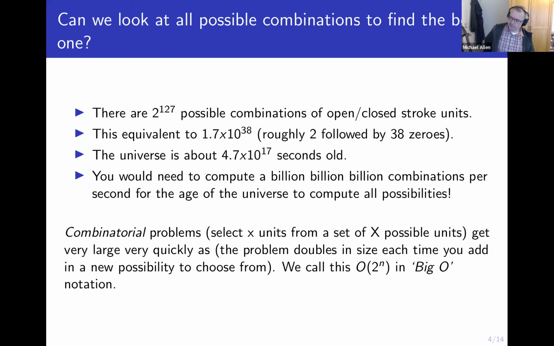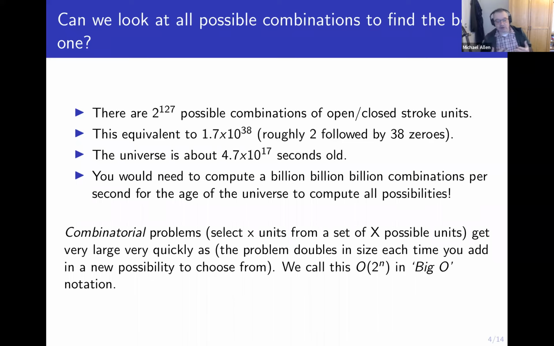Now, it's hard to get a grasp on the size of these numbers. To help us, I put here that the universe is about 5 times 10 to the 17 seconds old, assuming it's 15 billion years old. So you would actually need to compute 10 to the 27 combinations per second for the entire age of the universe to compute all the possibilities. So I think it's a fair assumption we're not going to brute force this type of problem.